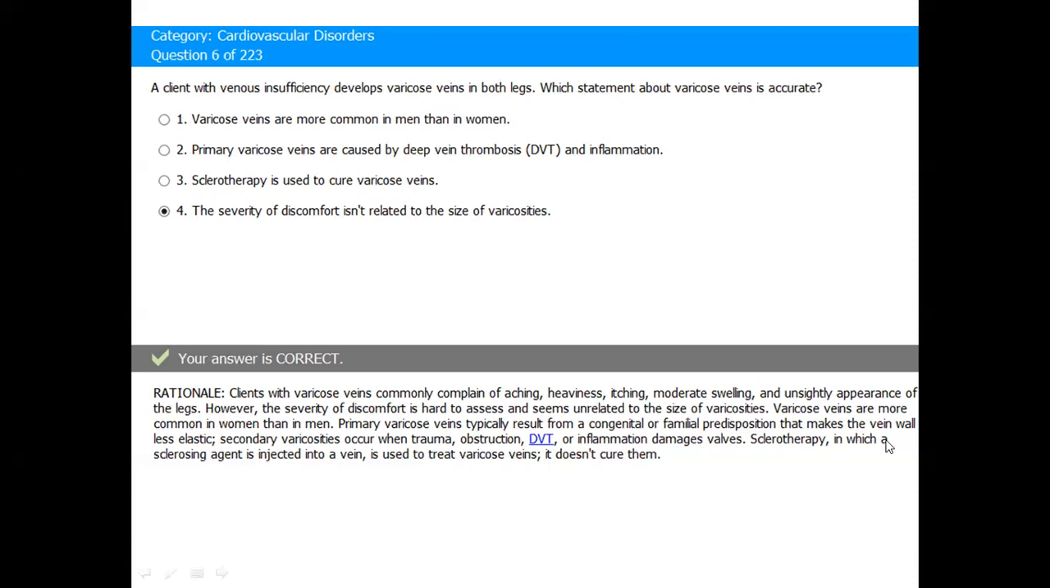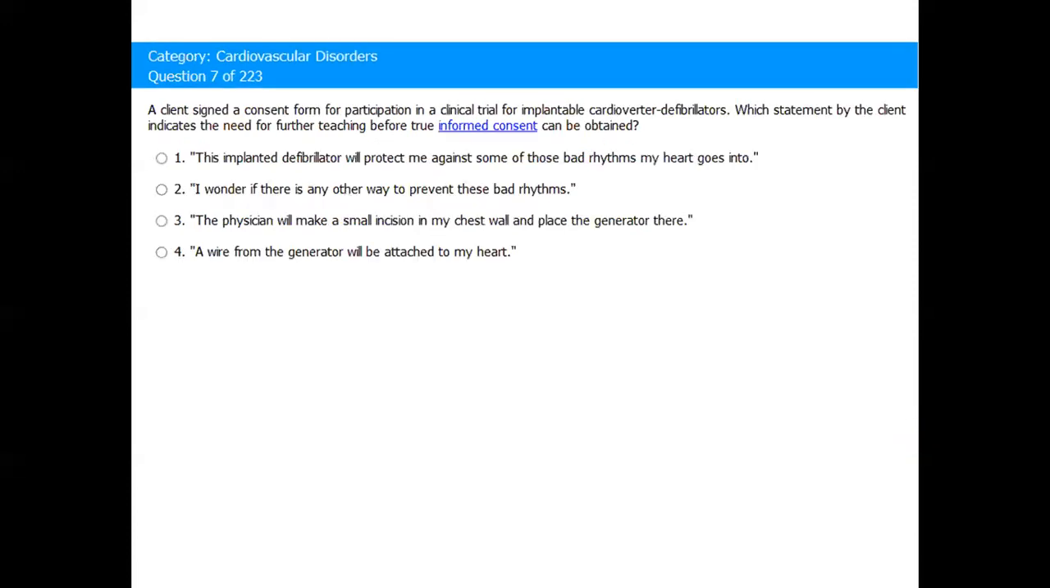Sclerotherapy, in which a sclerosing agent is injected into the vein, is used to treat varicose veins, but it does not cure them. So it is management. Surgical management, or we go for sclerotherapy, but it does not cure the varicose vein. Next question here.